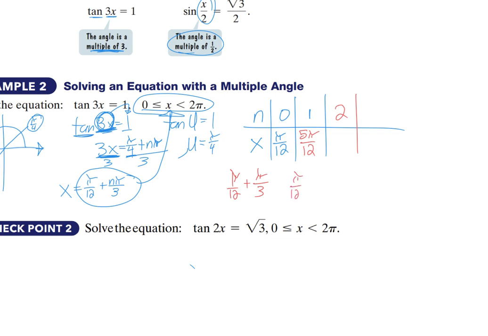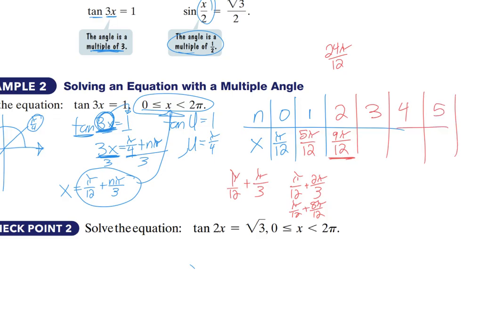So that's pi twelfths plus 2 pi thirds. Now I already know each pi thirds is 4 pi twelfths, so this is 8 pi twelfths plus pi twelfths, which gives me 9 pi twelfths. Now, as I do these, I need to ask, have I reached 2 pi yet? Is 9 pi twelfths greater than 2 pi? No, it's not. I'm looking for 24 pi twelfths. Once I pass 24 pi twelfths, then I don't need to keep going. So I'm going to have a 3, a 4, maybe a 5.